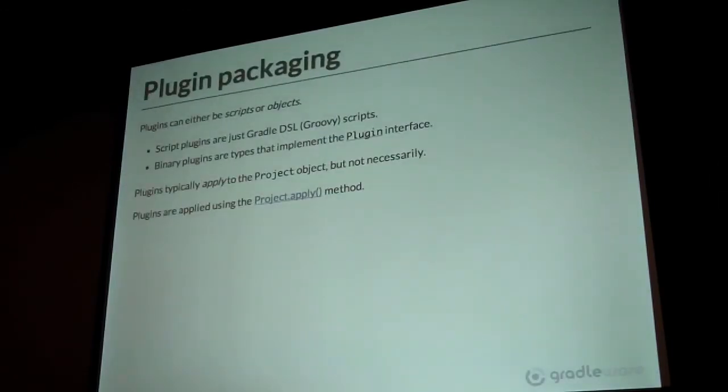So how do you go about writing your plugins? You can either write them as build scripts or as objects, or what I really mean here is classes. So a regular Gradle build script can be a plugin. We call it a script plugin. So now you've written the build.gradle. If you move part of that out into an other.gradle, then it's already a plugin. We call it a script plugin. It uses exactly the same syntax as your main build script.